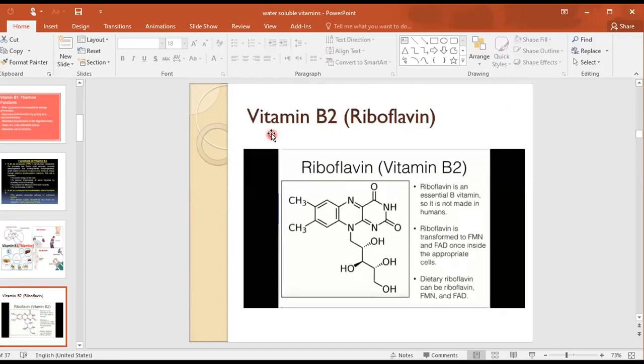The second vitamin here is vitamin B2 or riboflavin. What's riboflavin? It's an essential B vitamin. It's not made in humans, as we know that most of the vitamins are not made inside our body. Riboflavin is transformed to FMN and FAD inside the appropriate cells. Dietary riboflavin can be riboflavin, FMN, and FAD. So riboflavin is a molecule which is converted to FAD, which acts as a hydrogen carrier, and FMN, which acts as a hydrogen carrier.